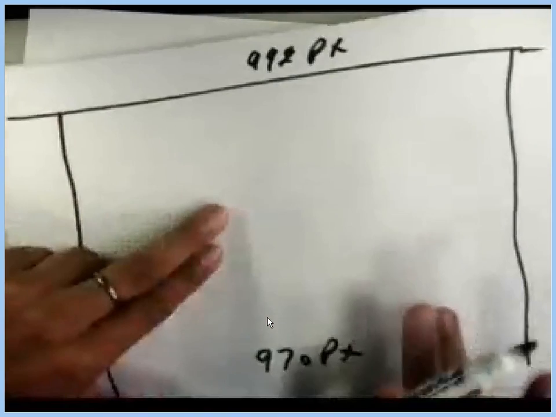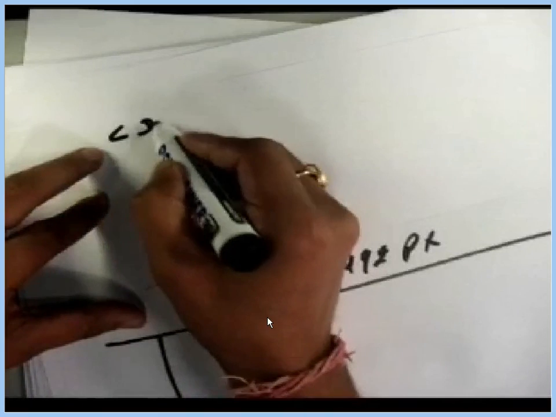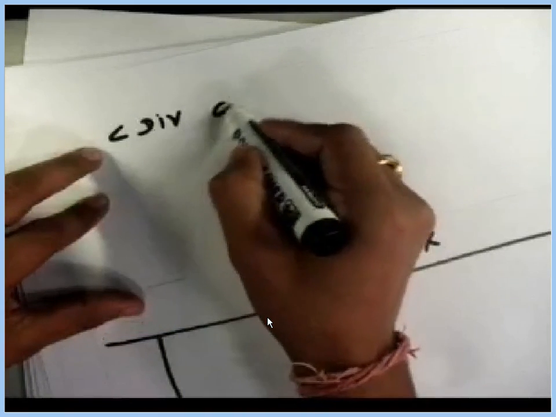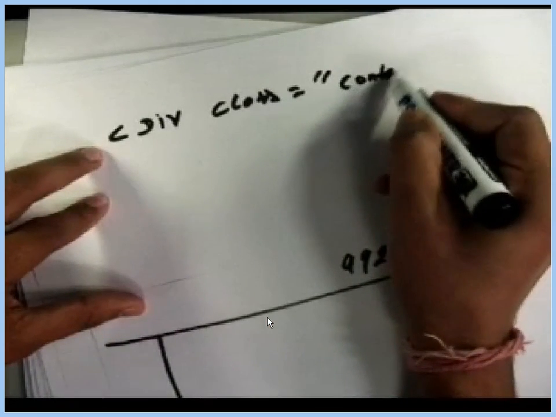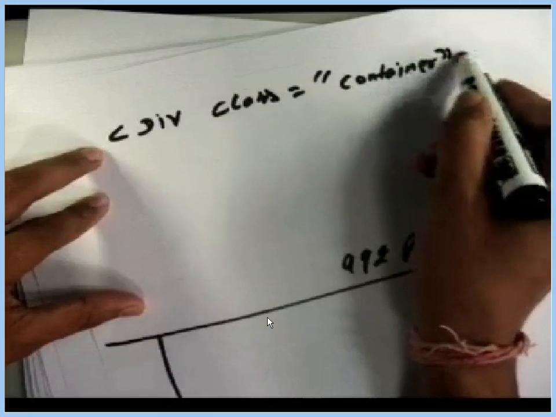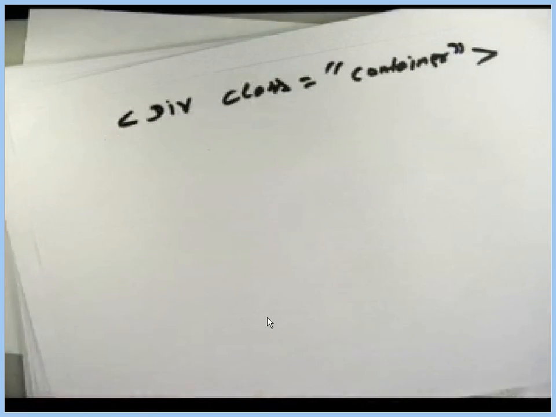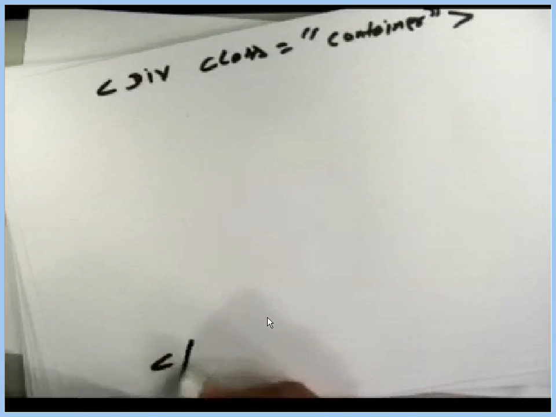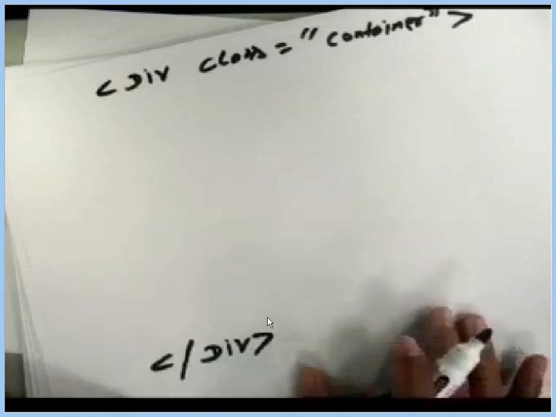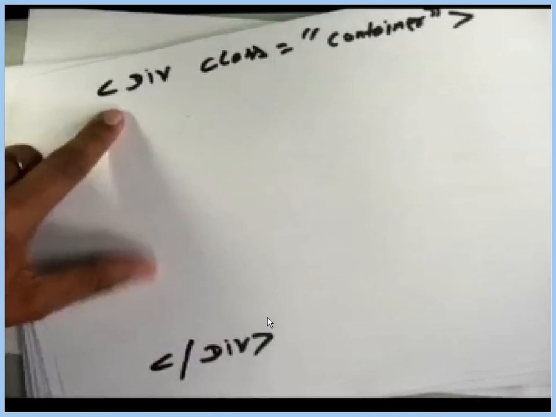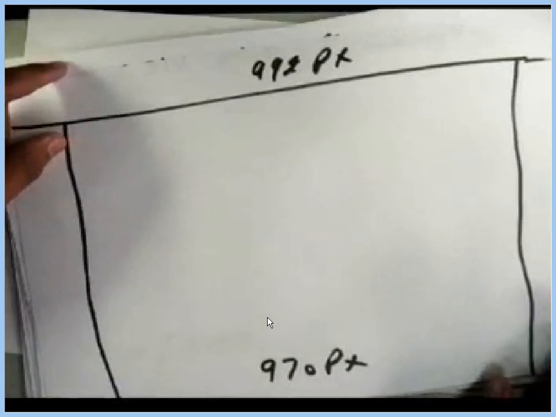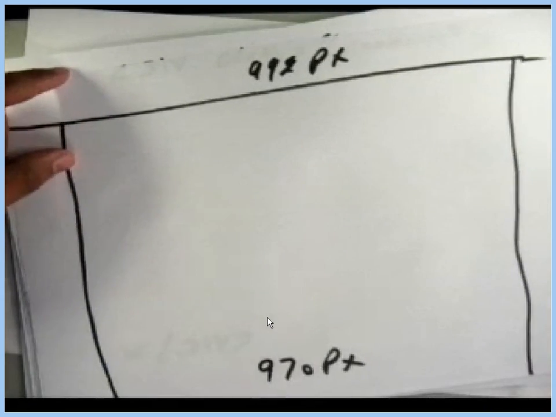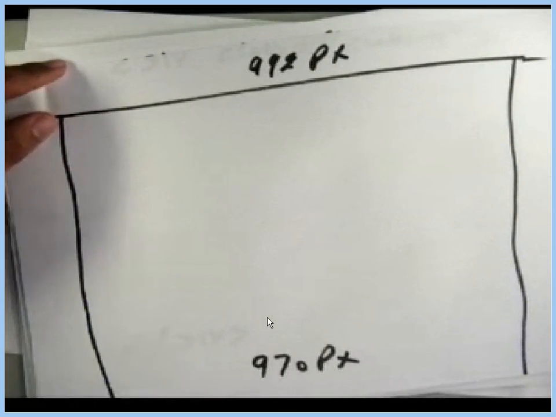Now I want to add one row. For this, I have to write code like this: I will say div, and class equal to, the class name is container, and I will close my element over here. Now when I write code like this, my computer will create a layout of my page like this.